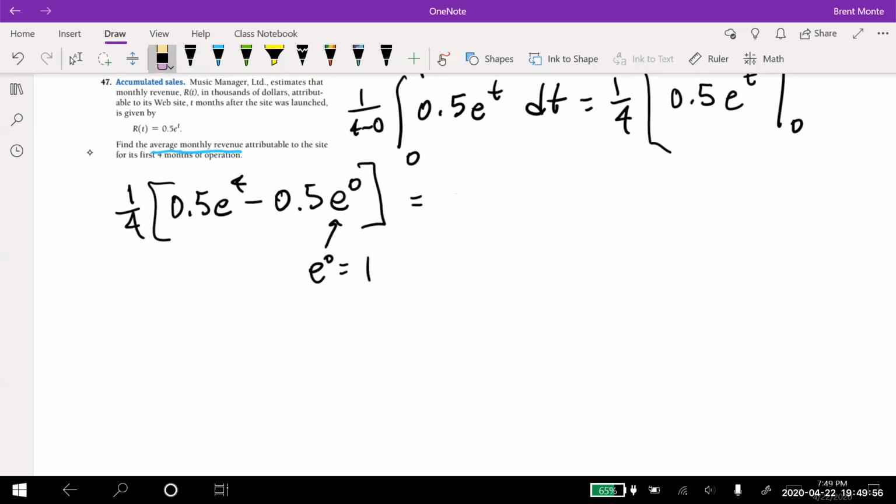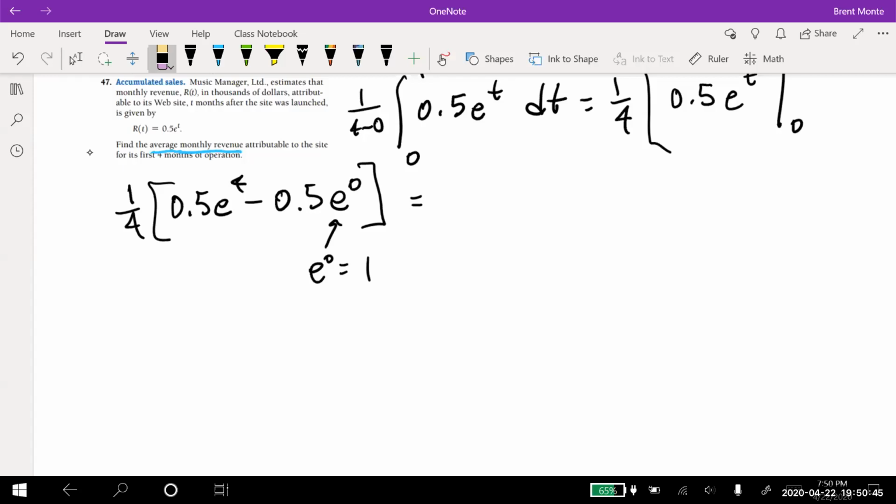So on the calculator, I'm going to go 1 divided by 4. I'd probably just plug in 0.25, but I actually did 1 divided by 4, parentheses, 0.5e^4, close the parentheses for my 4th power, minus 0.5e^0. I'm not going to close any of those parentheses. Let's see how many decimals they want. Remember, we're in thousands of dollars, so I'm going to have to move the decimal 3 places. They actually go to the nearest penny.